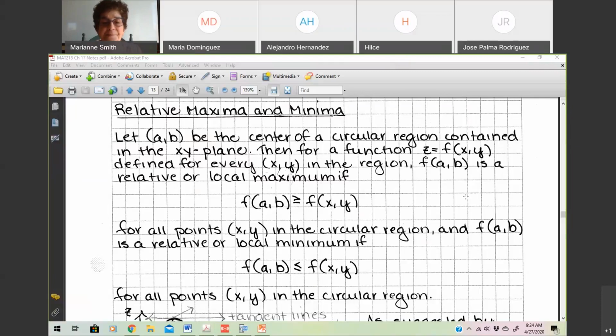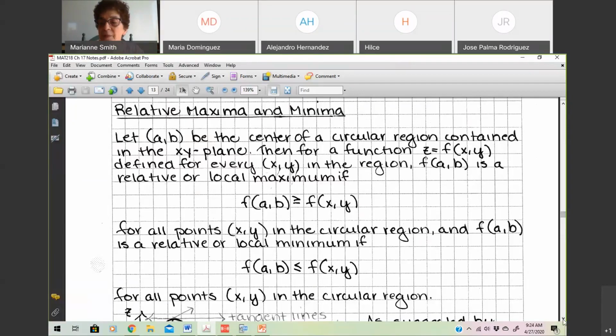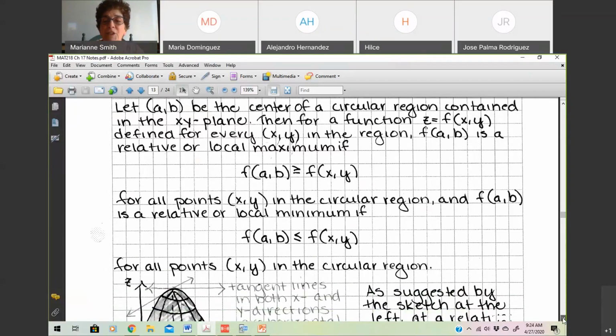So again, everybody okay with the definition? Okay with the definition? Good. All right. So again, that's a pretty straightforward extension. We've just extended it from a point on a line to an ordered pair on a plane.